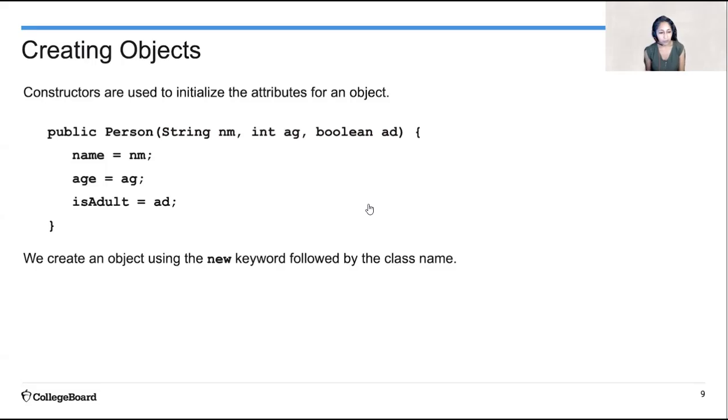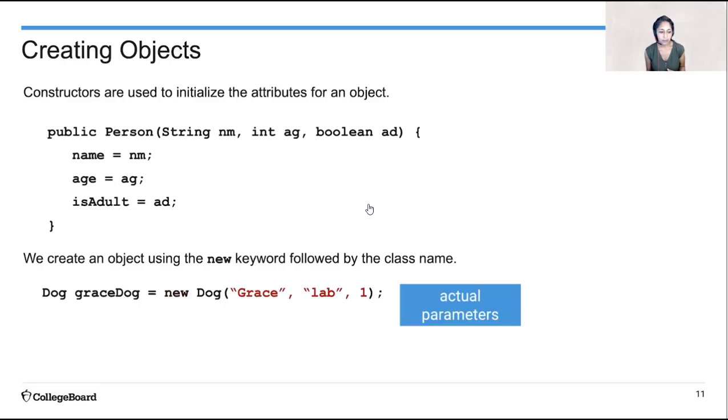We've seen before with my dog example earlier that we can create an object using the new keyword followed by the class name. So in my previous example, I had Grace dog, but the key here is the fact that when I created dog Grace dog, I set that equal to a new dog, meaning I'm creating a new object with these values for my attributes. So that new keyword is essential in actually creating the object.